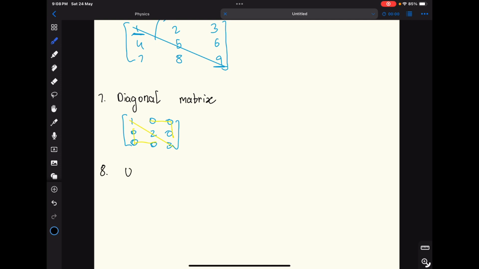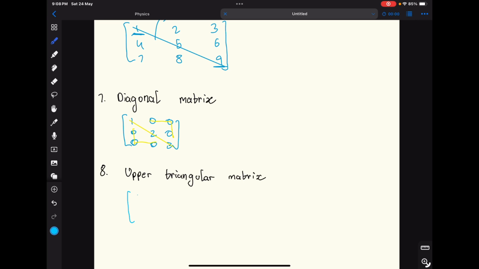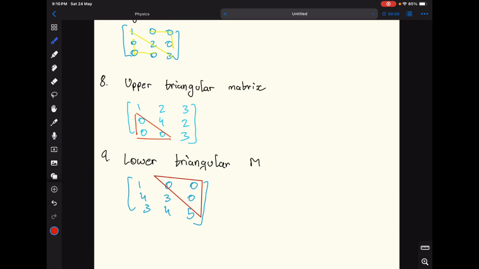The next matrix is the upper triangular matrix. The upper triangular matrix is very easy. For example, 1, 2, 3, 0, 4, 2, 0, 0, 3. You can see one triangle is being formed on the upper side, the top right side, and the bottom left is zeros.